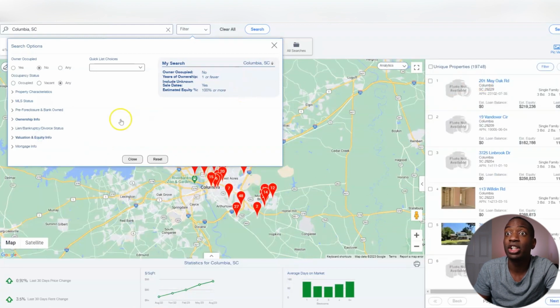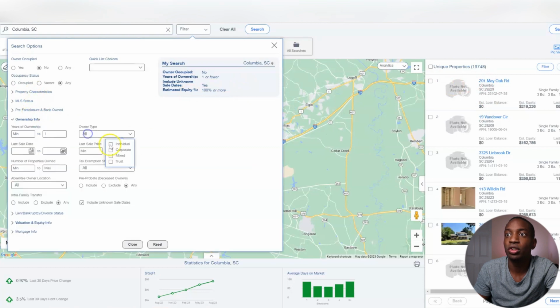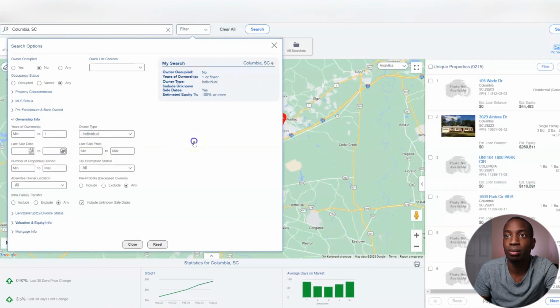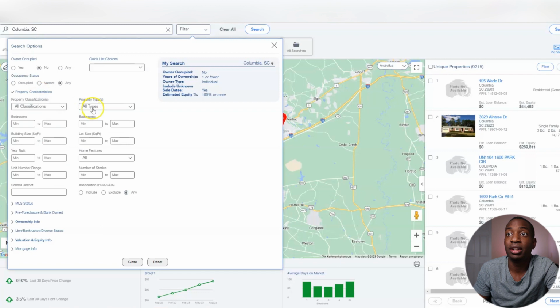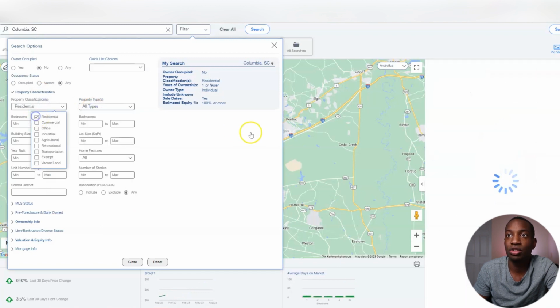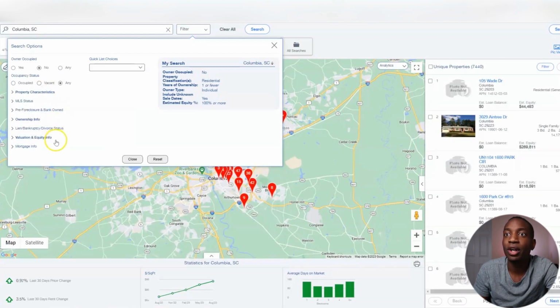And so you have a ton right here. I'm going to go after individuals, so I'm just going to put individual, not corporate people. And that drops it in half. Property characteristic, I'm just going to put residential for right now. That's 7,400. And that's essentially people who bought properties for cash around the area.